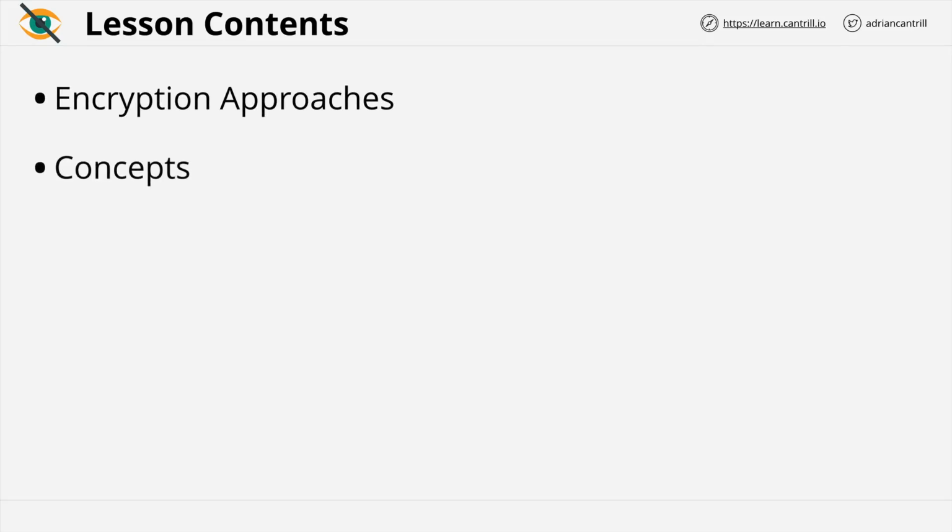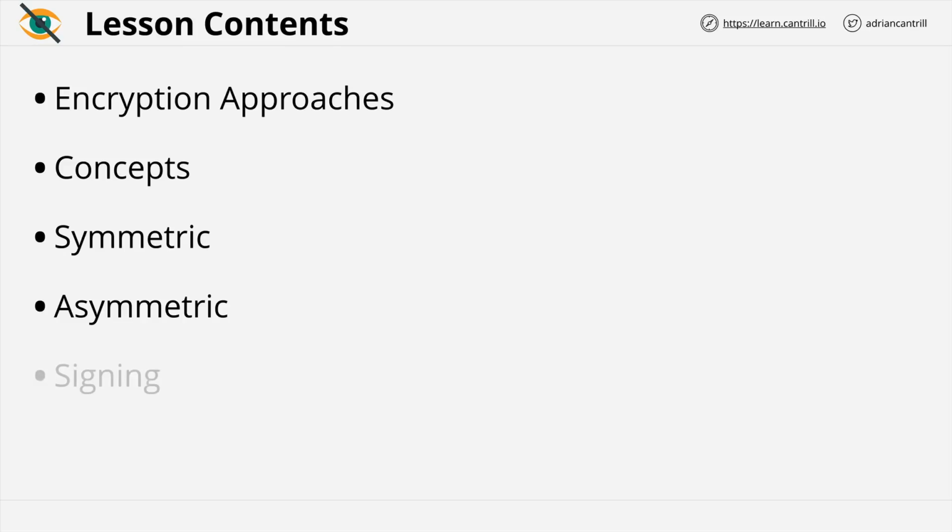lesson. I'll be starting by talking about the different approaches to encryption, so encryption at rest and encryption in transit. I'll follow up by talking about the different concepts, so the different components and how those fit together. I'll cover symmetric encryption, asymmetric encryption, including the differences between those two, and I'll finish up the lesson talking about signing and then steganography.